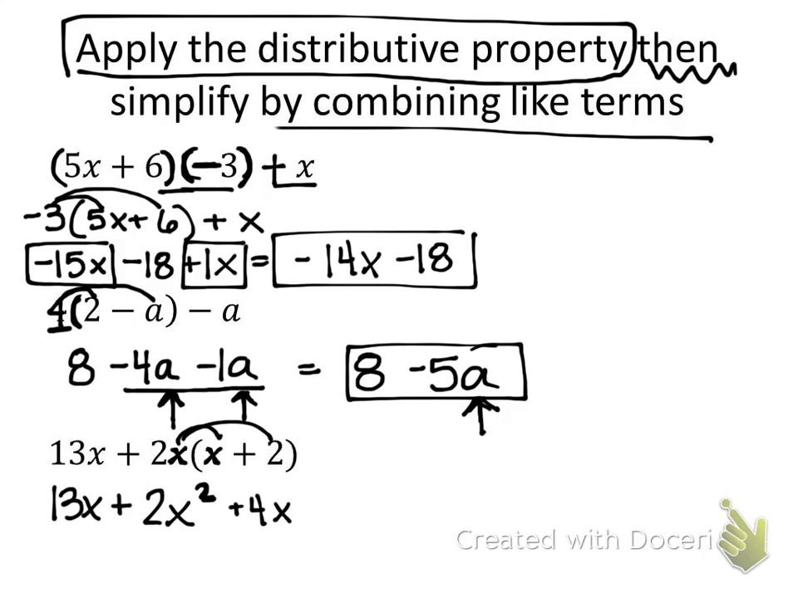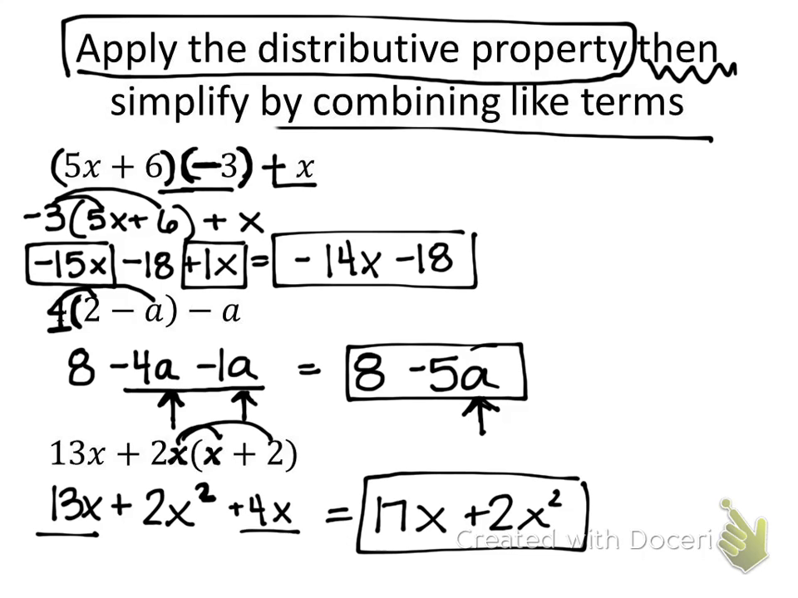Now I can combine like terms. What are my like terms? Josh? 13x plus 4x. 13x and 4x. Why isn't 2x squared a like term? Because it has an exponent. Because it's squared. It's not alike. Okay? 13x plus 4x is 17x. Remember, it's not x squared. Plus 2x squared. And that 2x squared just has to stay there on the end because there is no like term for it.